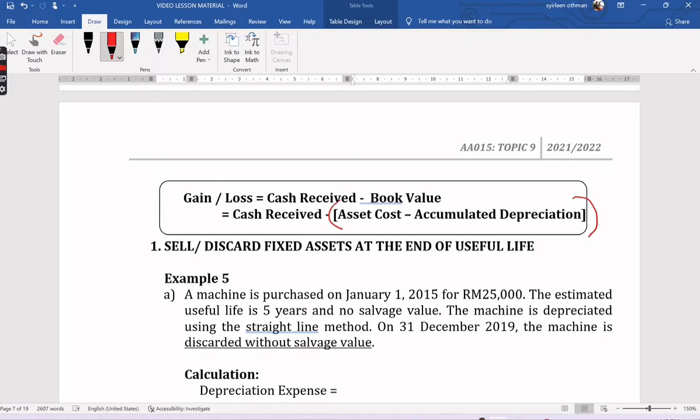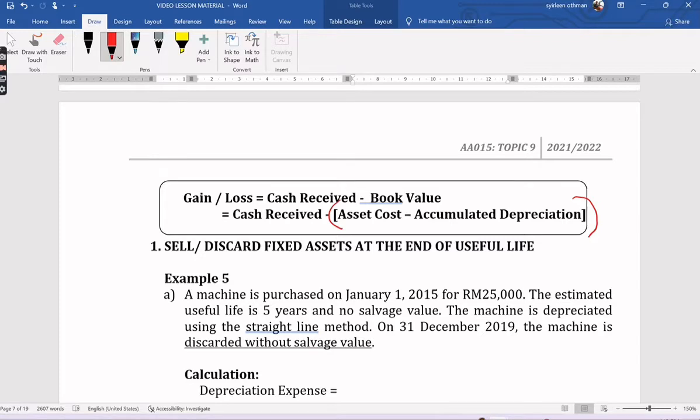Okay, so we look at example 5. Okay, in example 5, a machine is purchased on January 1st, 2015, at the price of 25,000. Okay, the estimated useful life is 5 years. So 5 years is the useful life, and there is no salvage value. So the salvage value is equals to 0.